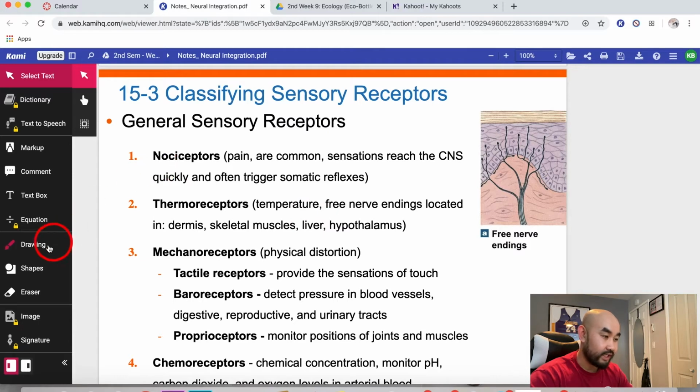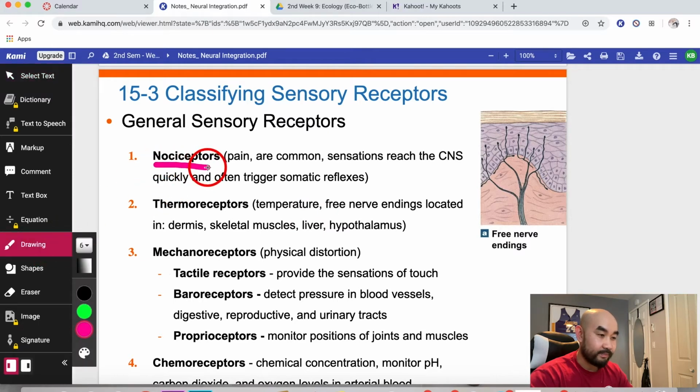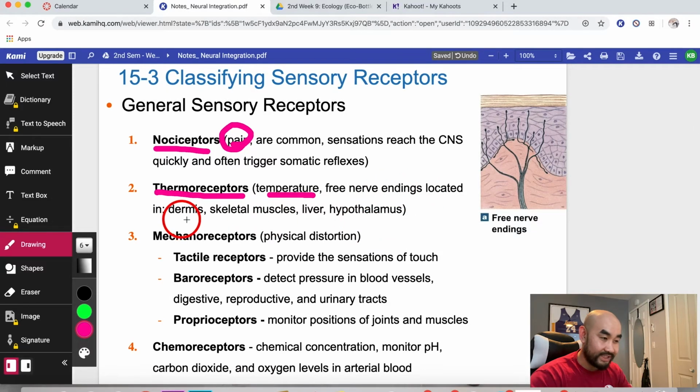First type is what we call a nociceptor, or pain. We receive that sense through pain, and then it triggers our somatic reflex. Like let's say you hurt your hand, you hit your hand, something, pain, you pull it back, right? You can feel it, and your central nervous system will tell you to pull it back. We also have receptors that receive information for heat, temperature, and they tend to be located in your skin, skeletal muscle, liver, and hypothalamus.